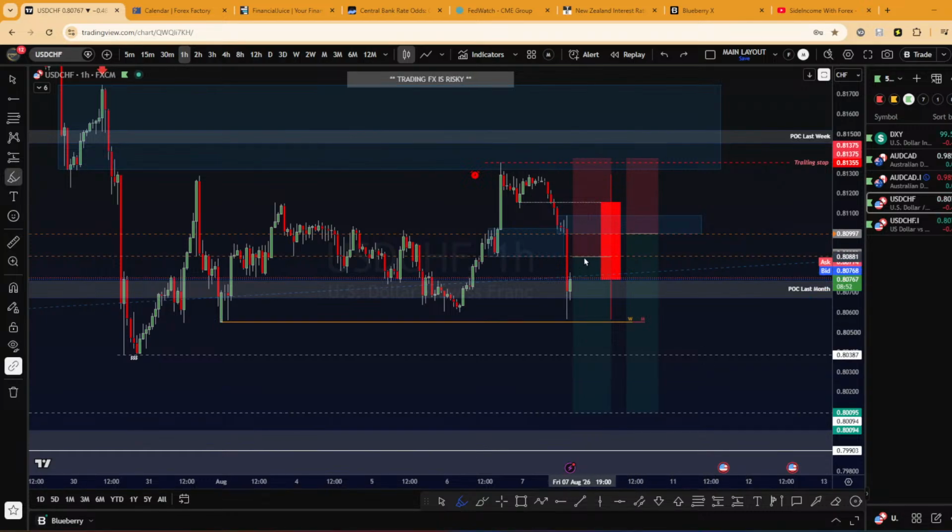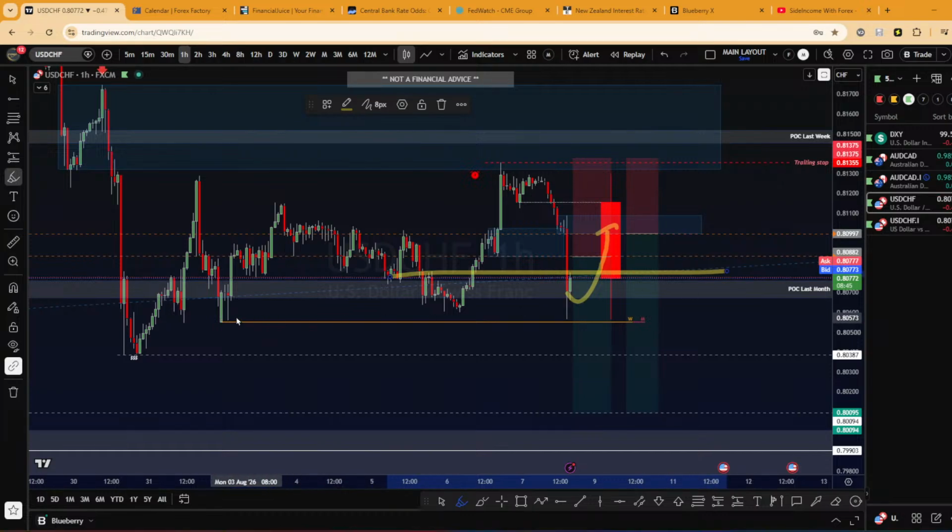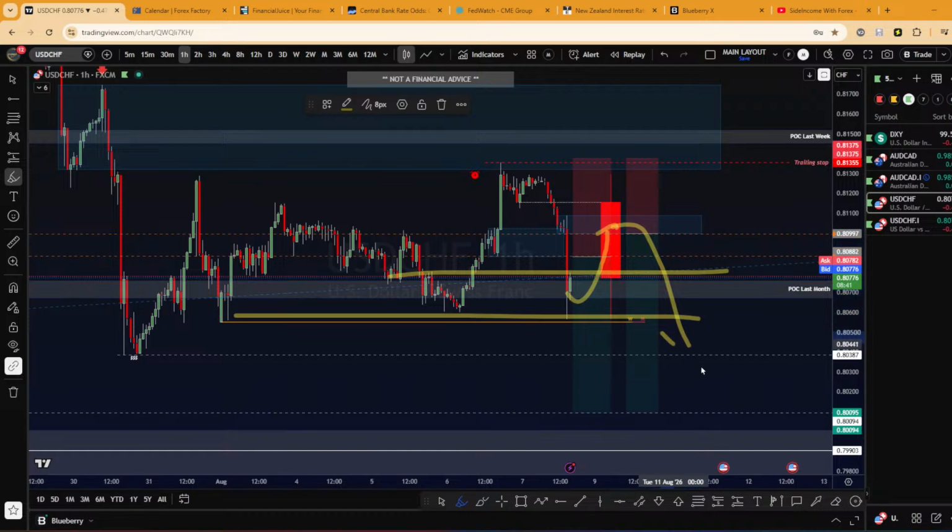Maybe I will close this one. I maintain the second trade because I expect we could see a huge rebalance, because we have a strong level here. Yeah, I think maybe I will close this one.